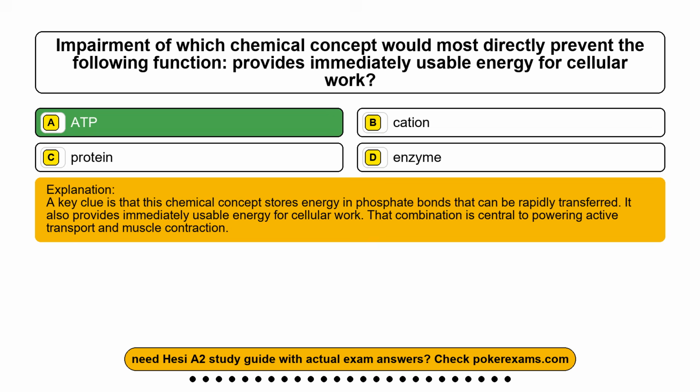A key clue is that this chemical concept stores energy in phosphate bonds that can be rapidly transferred. It also provides immediately usable energy for cellular work. That combination is central to powering active transport and muscle contraction.